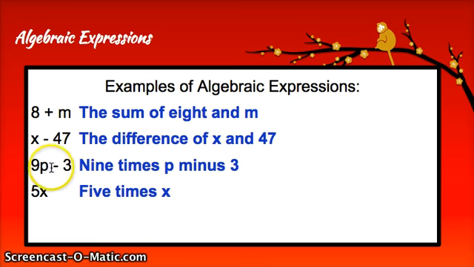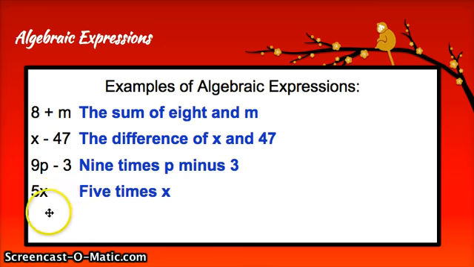Here, 9 times p minus 3. And you notice I read this as 9 times p. Don't just say 9p because it's not descriptive enough. 9p has no mathematical meaning. When you see a number next to a variable with nothing in between them, that actually signifies the operation of multiplication. So the correct way to read it is 9 times p minus 3, or the difference of 9p and 3.